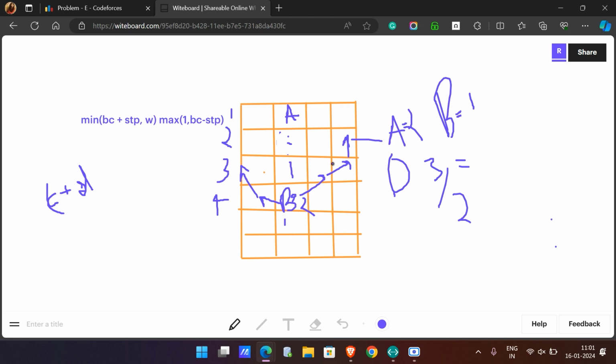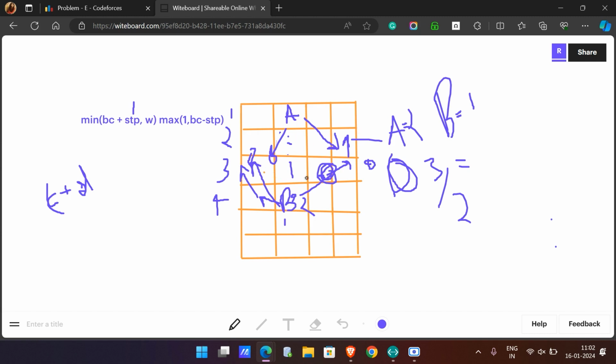So we need to check whether Bob is somewhere Elias couldn't reach. If the minimum of Bob's column plus step, comma, W, is greater than the minimum of W, comma, Elias's column plus step, like the column that Elias could reach is lesser than the column that Bob could reach, then that's the case where Elias couldn't win the game. Or if the column that Bob could reach from the left is lesser than the column that Elias could reach, then in that case also Elias would not be able to win the game.